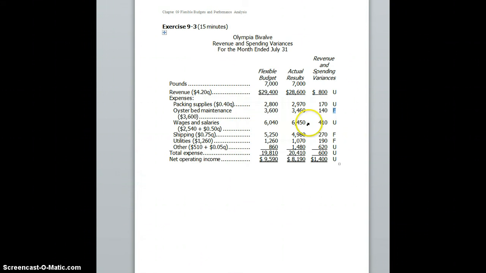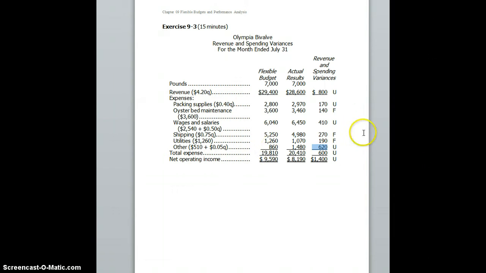If we look at wages and salaries, we got a $410 variance. Since actual is greater than the flexible budget, it's an unfavorable variance. Shipping and utilities, both of those cost items, the actual results are less than the flexible budget, therefore they're both favorable variances. The other expense category, actual results are greater than the flexible budget. We have a $620 unfavorable variance. Once again, actual results greater than the flexible budget.